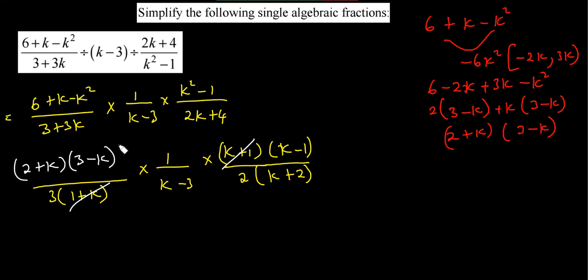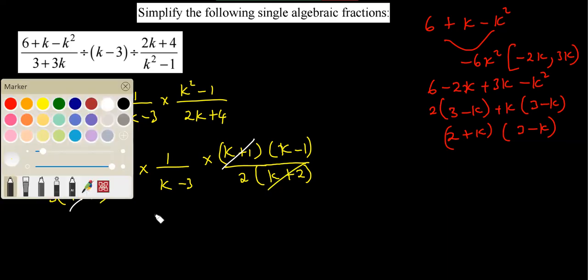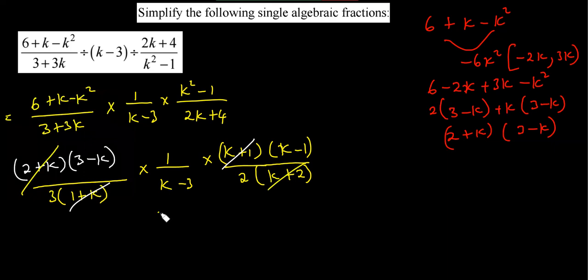Now let's see if there's anything that we can cancel. 3 minus k, 2 plus k. We can cancel this one here. We can cancel this one. But 3 minus k, these two are different. This is k minus 3 and 3 minus k. They are different. So what you are going to have now is a final answer, which should be equal to 3 minus k.